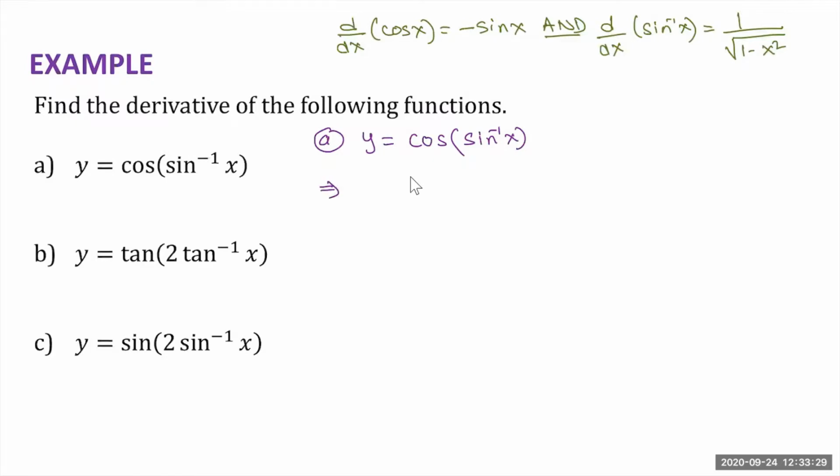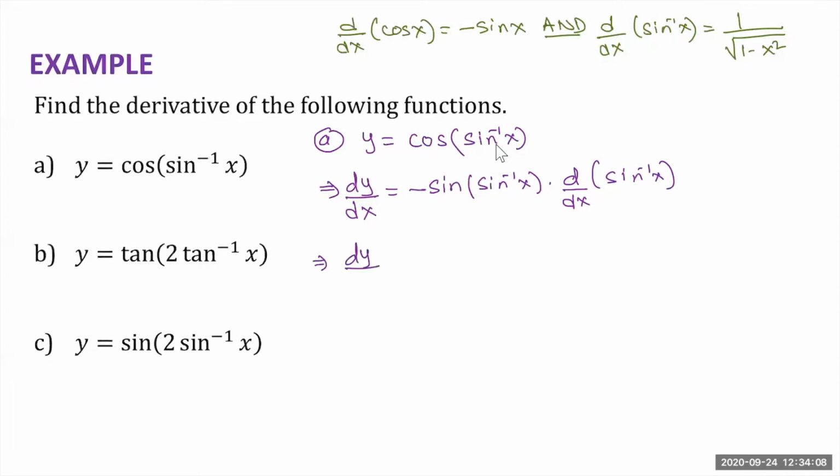So dy over dx, that is the derivative, is equal to, this is the composite function. Our outside function is cosine and the inside function is sine. So we have to use the chain rule, that is the derivative of outside function. Derivative of cosine is negative sine. So we write negative sine of whatever is there inside. So inside that we have sine inverse x. Multiply with the derivative of the inside function, derivative of sine inverse x or arc sine.